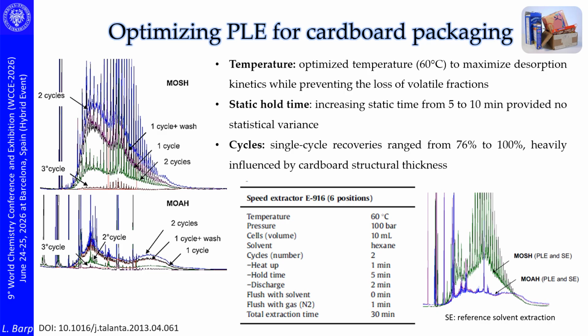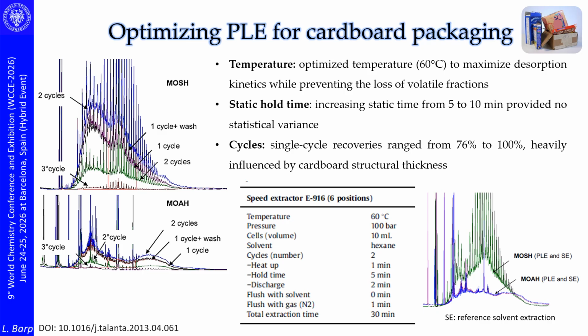Our experimental data showed that a temperature of 60 degrees combined with a stable system pressure of 100 bar represents the ideal thermodynamic compromise. Regarding the static extraction duration, doubling the time from 5 to 10 minutes showed no operational benefits, allowing us to lock the parameter at exactly 5 minutes to maximize sample throughput.